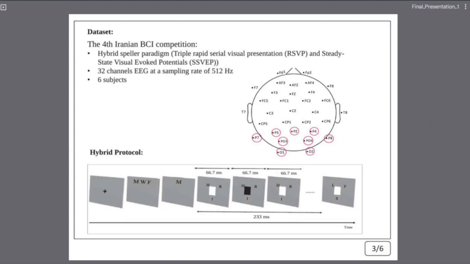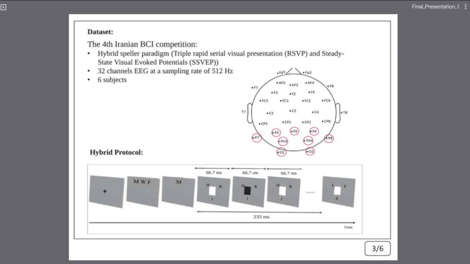Then at the top of the screen, the three characters that will be spelled in a run are displayed for 2 seconds. And then the target character of the trial is presented for 2 seconds. After that, 45 stimuli are presented one after another, and simultaneously a white square located in the center of the screen flickers at 15 hertz.